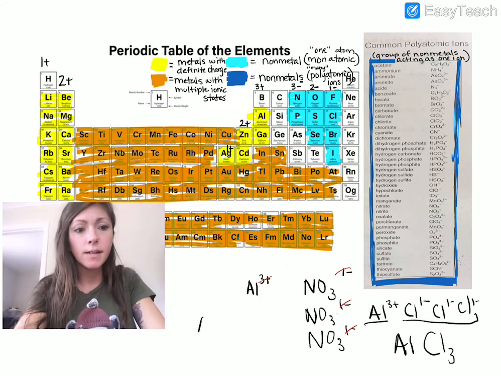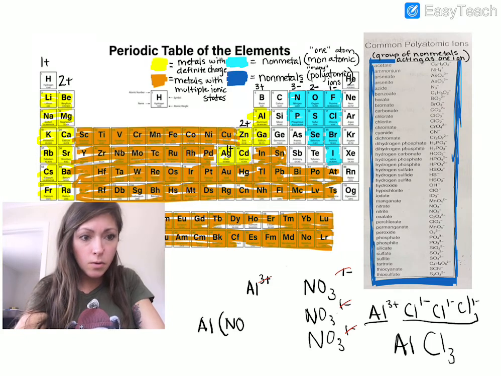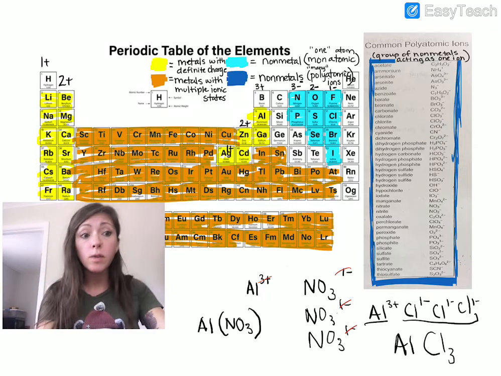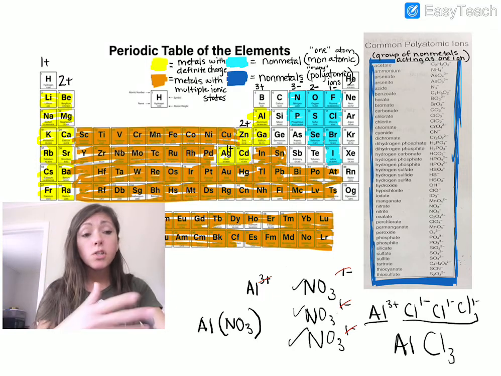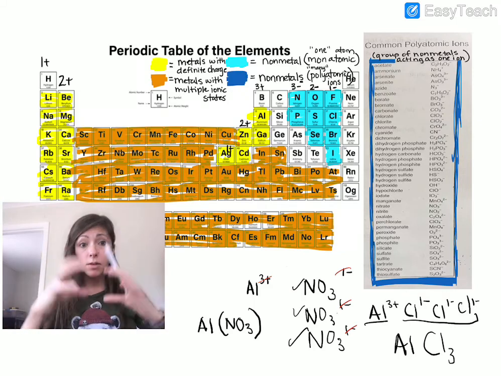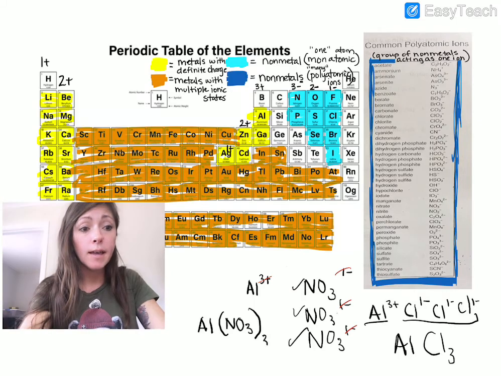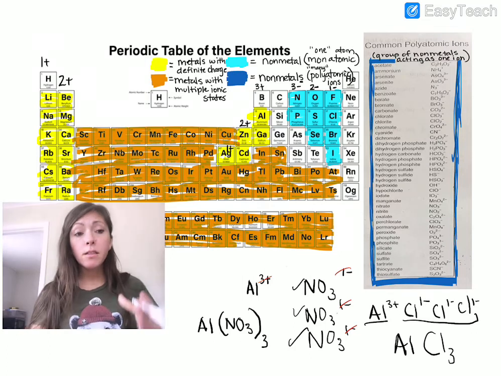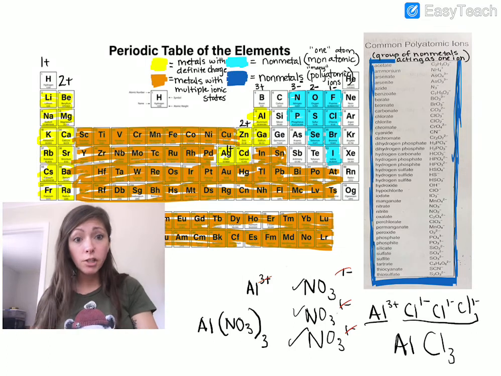So you're going to say, okay, it takes 1 aluminum and then NO3. So you're going to put parentheses around it when you need multiple ones, right? Because I need 3 of those nitrate ions. So I'm going to say a 3 right here, okay? So that is how you would write the formula for aluminum nitrate, all right?